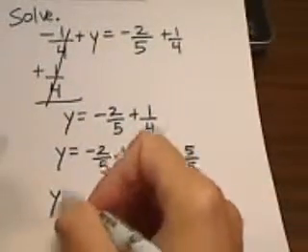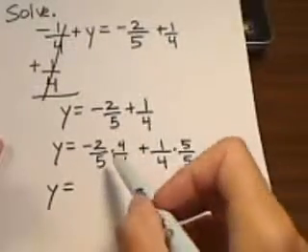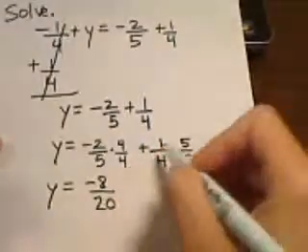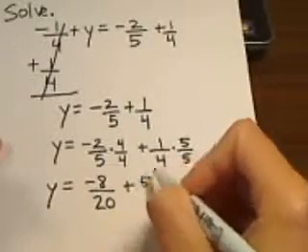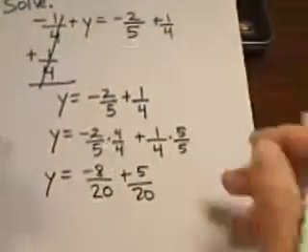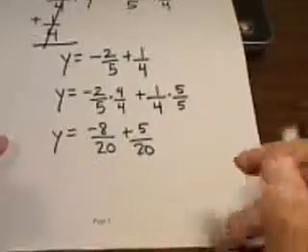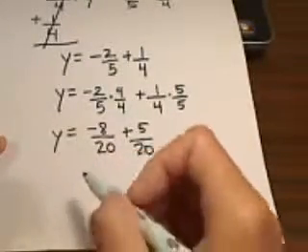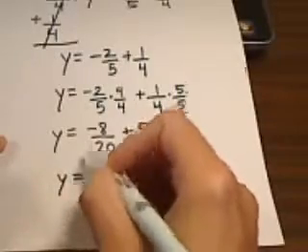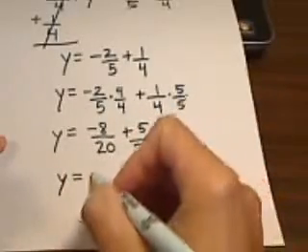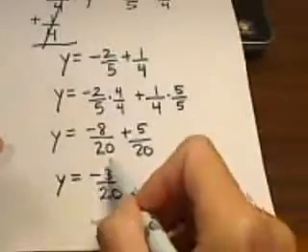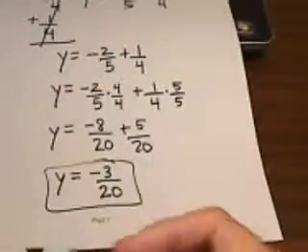Okay? So when you're multiplying fractions, you multiply straight across, so this becomes negative 8/20, and then here, positive 5/20. Once I have common denominators, I can bring my numerators together and simplify. So negative 8 plus 5 is negative 3, over 20. So that would be your answer, y equals negative 3/20.